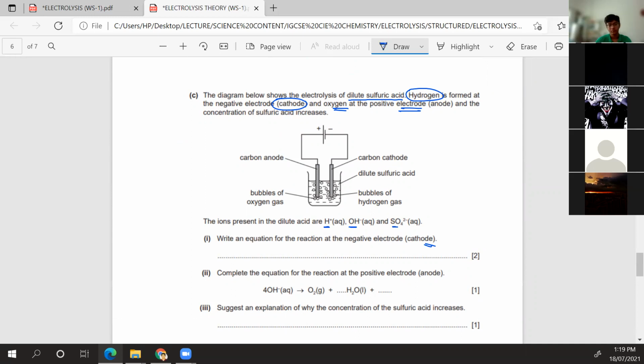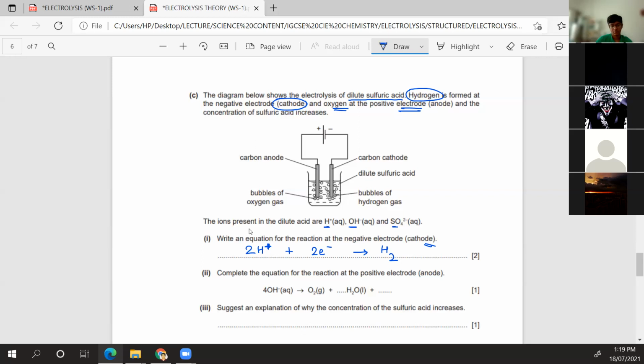At cathode, hydrogen is formed. So it'll be 2H+ + 2e- gives hydrogen. So 2H+ plus 2e- gives? H2. Anything needs to be added or is this the final thing? Miss, we have to add the charges, I think. We have to add H+ over here. Okay, because it's an ion.